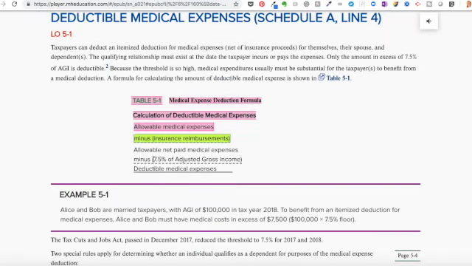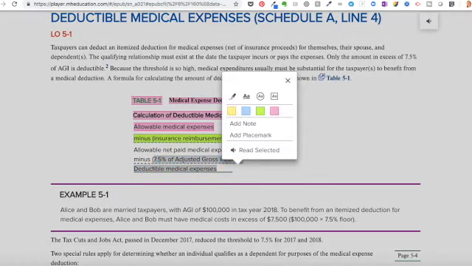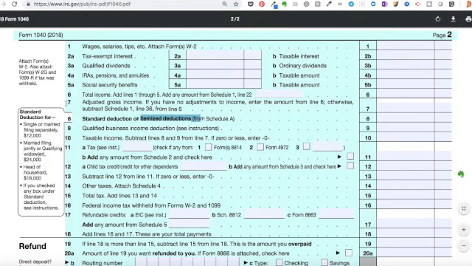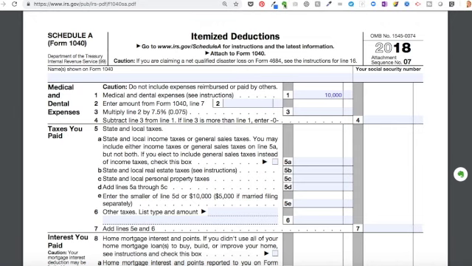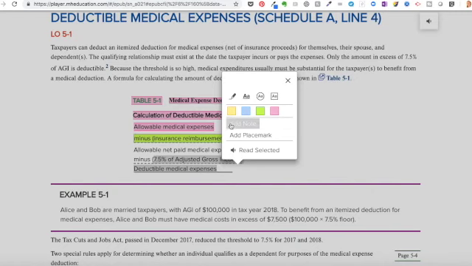Then you subtract 7.5% of adjusted gross income. So remember, that's this line right above line 8, line 7, adjusted gross income. So we take 7.5% of adjusted gross income and subtract that from our total medical expenses, and that equals the amount that goes for our itemized deductions.